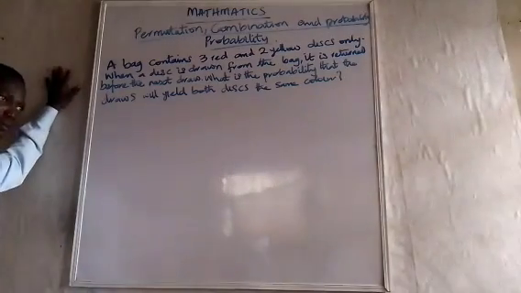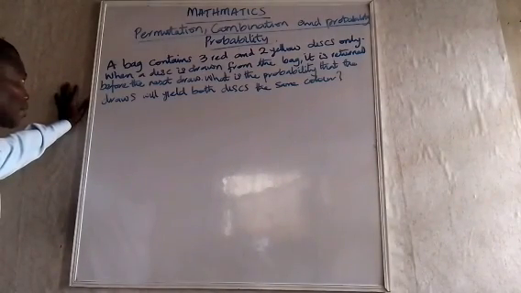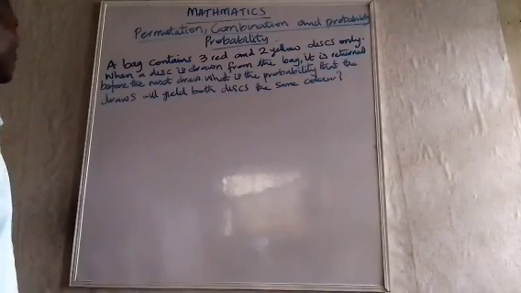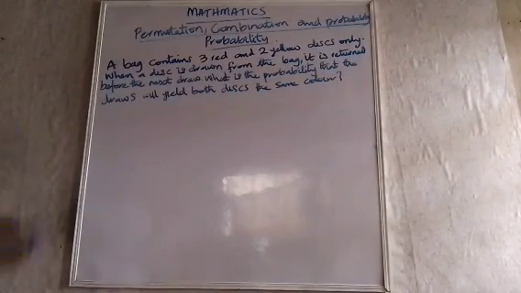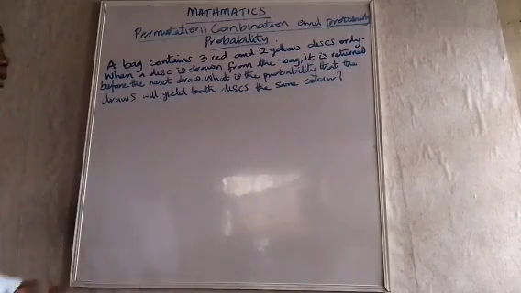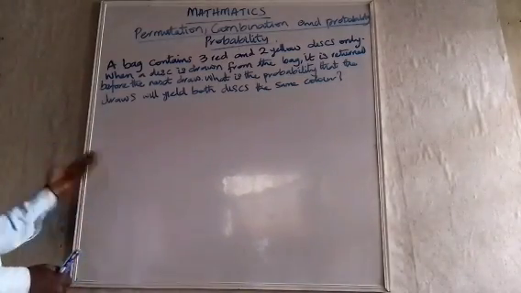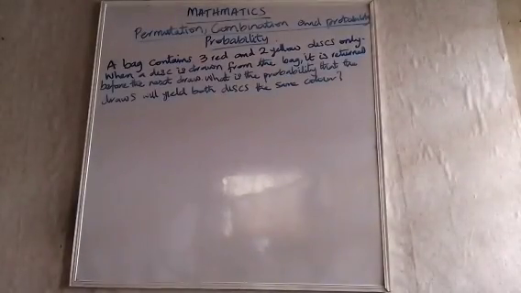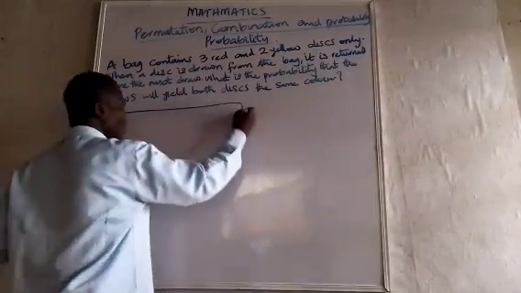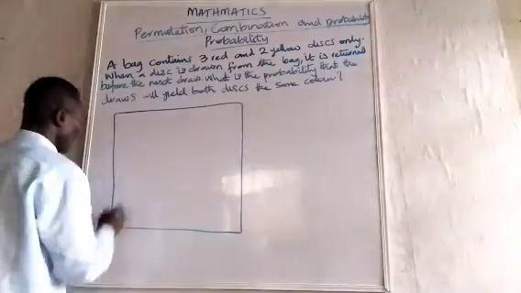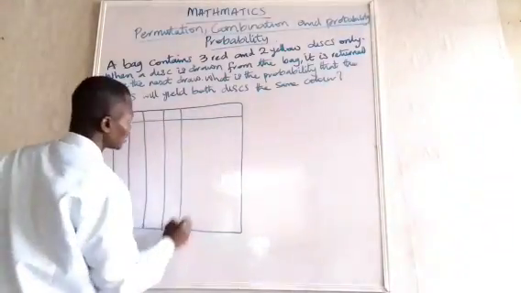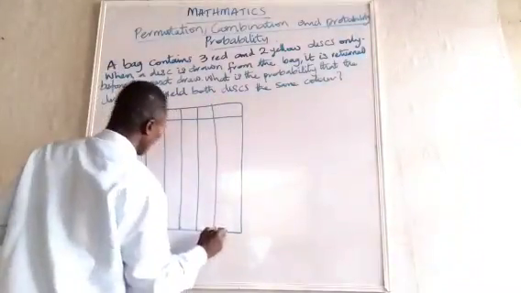Now, let's look at some examples to illustrate what we have been studying. A bag contains 3 red and 2 yellow discs only. When a disc is drawn from the bag, it is returned before the next draw. What is the probability that the draws will yield both discs the same color? We've discussed the tools you can use to analyze probability, like tree diagram, sample space diagram, and permutation and combination. Now let's start with just drawing the sample space diagram. Here we illustrate all the possible outcomes that we can have. Here we have 3 red and 2 yellows.